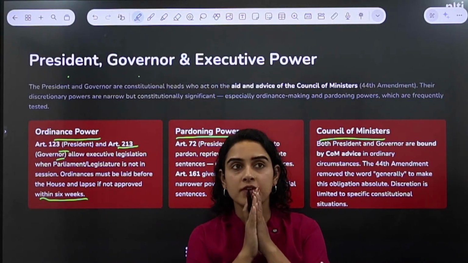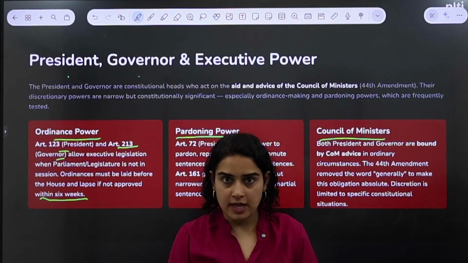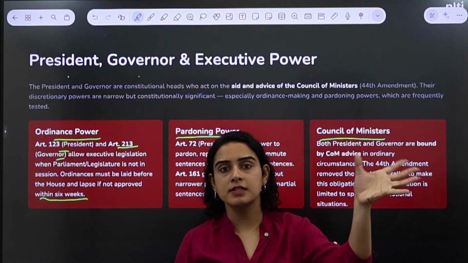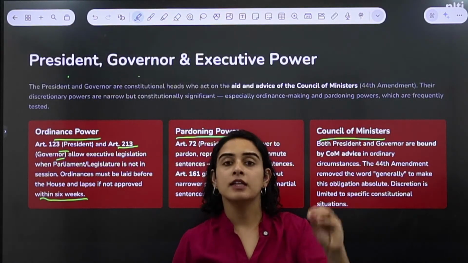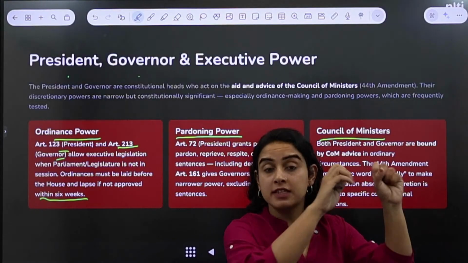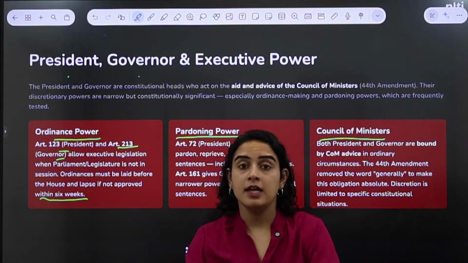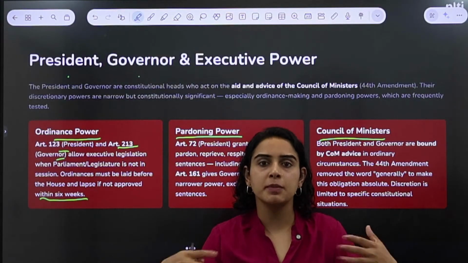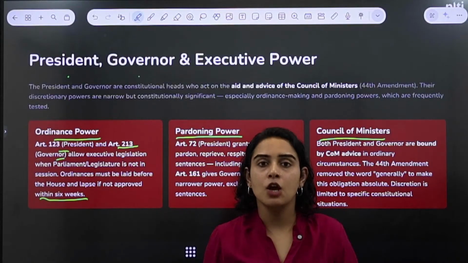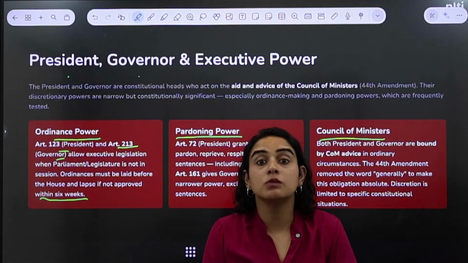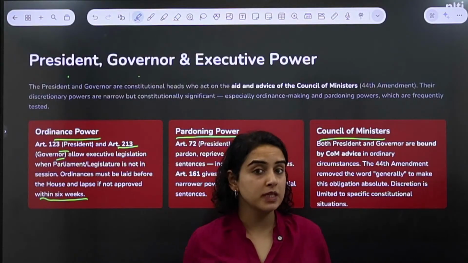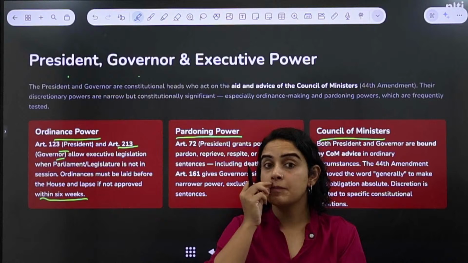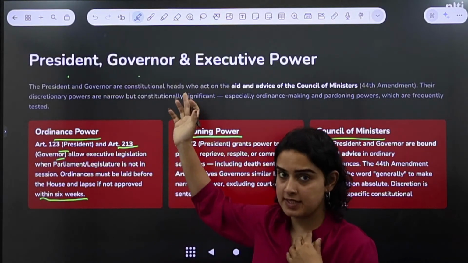Now, you must have heard that there is a parliament, and then there are ministries, and each ministry is headed by a separate minister, right? There is a defense minister, there's a home minister, there is an HRD minister, there's a railway minister. So all of them are different ministries and they are being headed by different ministers, right? So all of them together make a council of ministers. And the council of ministers is headed by the prime minister. So now the council of ministers and the prime minister is also part of the executive.